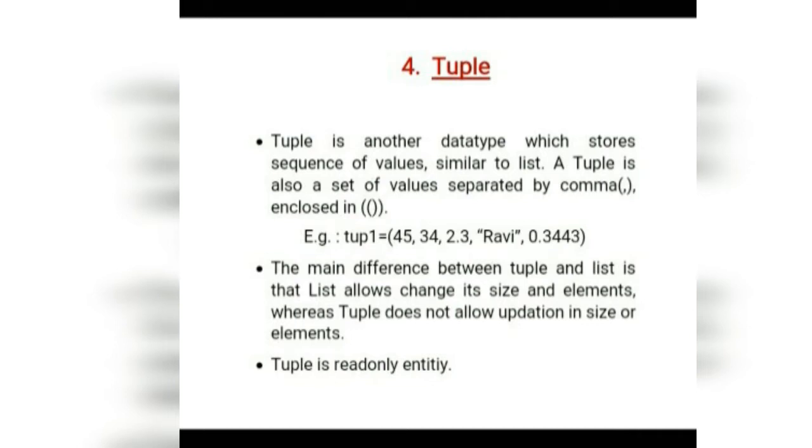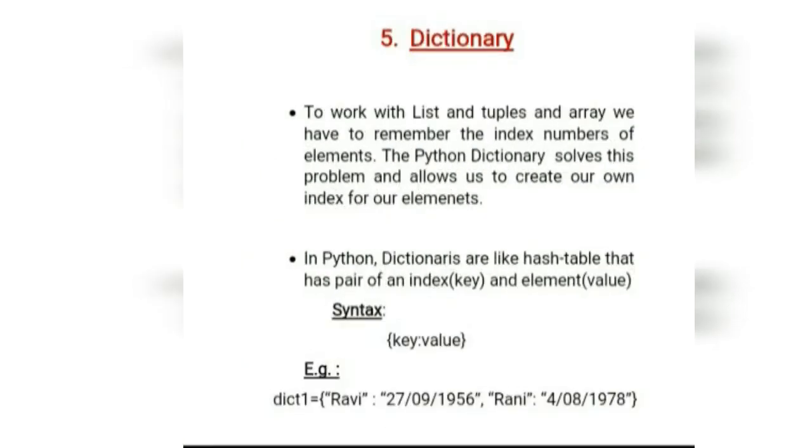The only difference between the list and tuple is that a tuple is in parentheses while a list is in square brackets. Another is that a list allows us to change and update its size and elements, whereas a tuple does not allow updating of size and elements. That means in a tuple we do not update or change the size, as it is fixed. Hence the tuple is a read-only entity.